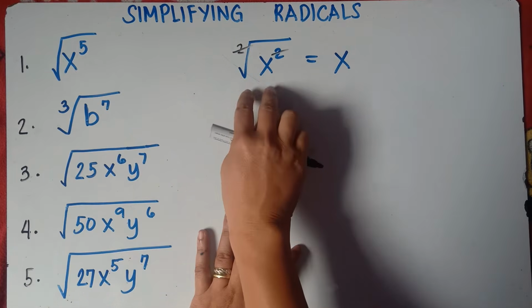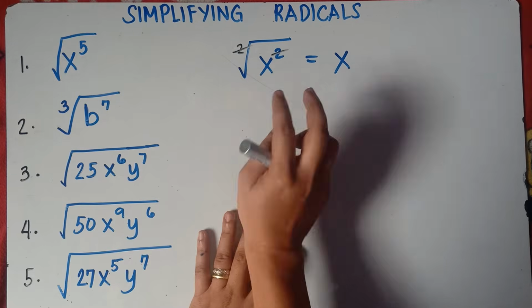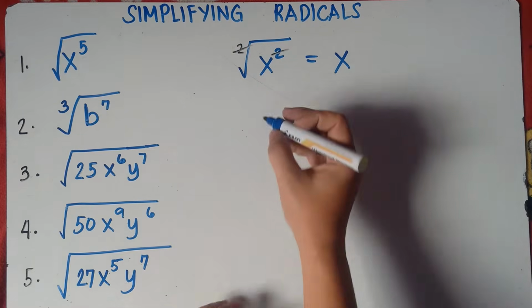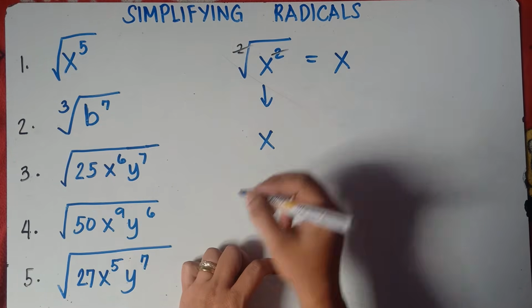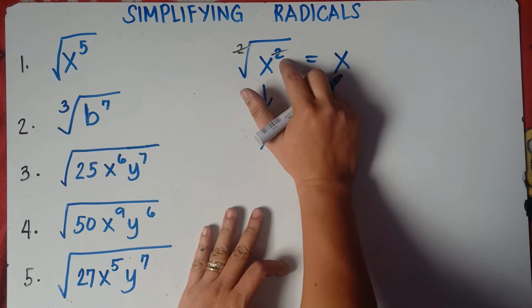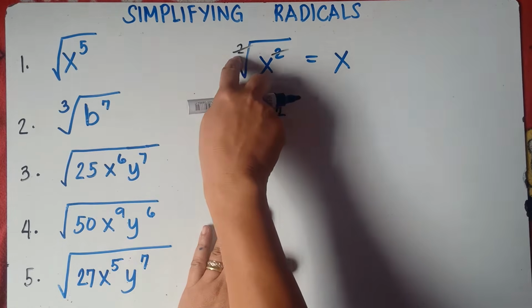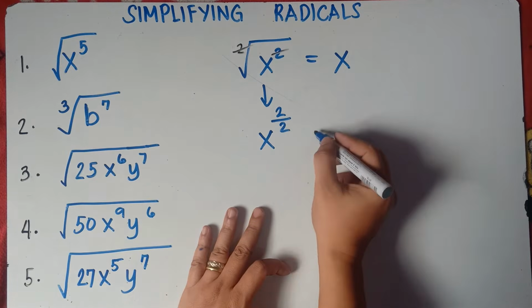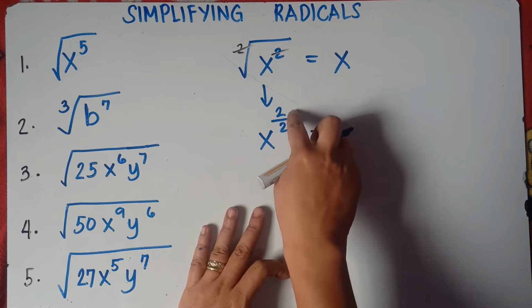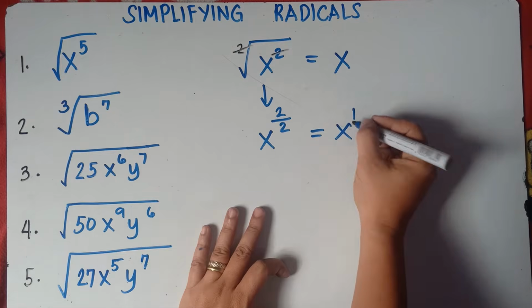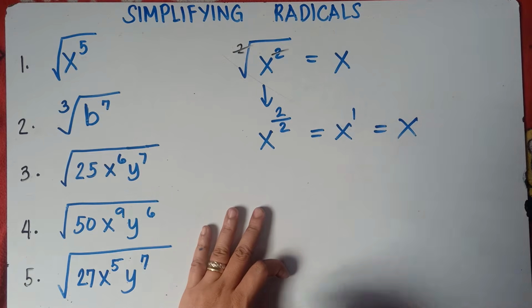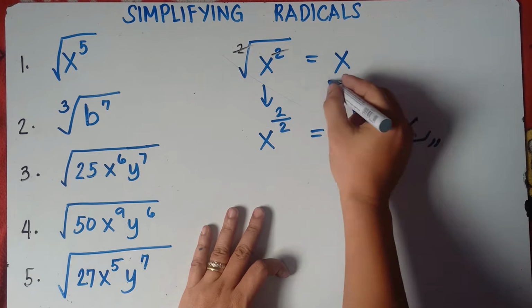Just remember, class, writing this radical in exponential form, we can also write this as x. Then this exponent 2 will be the numerator of the fractional exponent, and this index 2 will be the denominator. So that would be x raised to the power of 2 over 2, which is x raised to the power of 1, or equivalent to x. Right? So our answer is x.